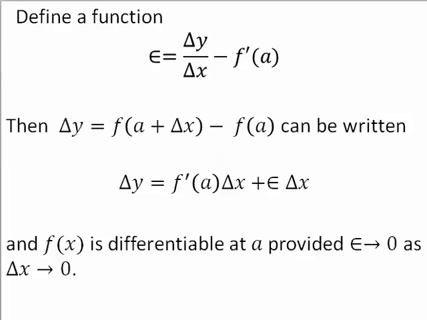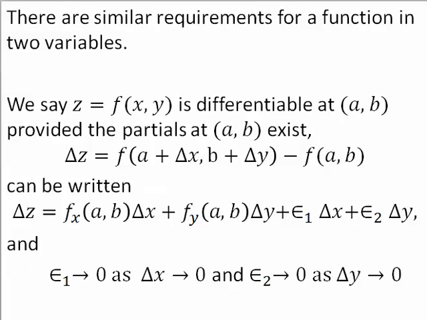We define a function epsilon in this manner. Then change of y can be written in this new manner, and f is differentiable at a provided epsilon goes to 0 as change of x goes to 0. There are similar requirements for a function in two variables, but as you can see, we now have epsilon 1 and epsilon 2. So it has become more complex.